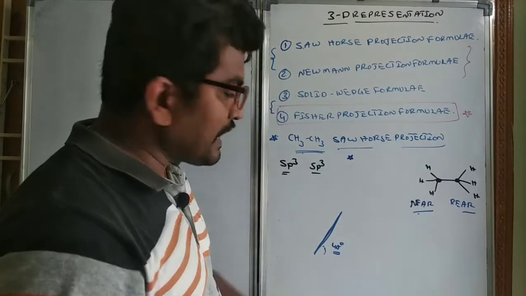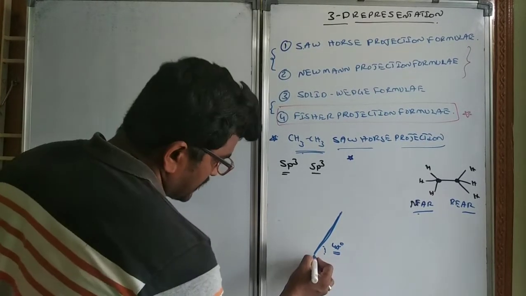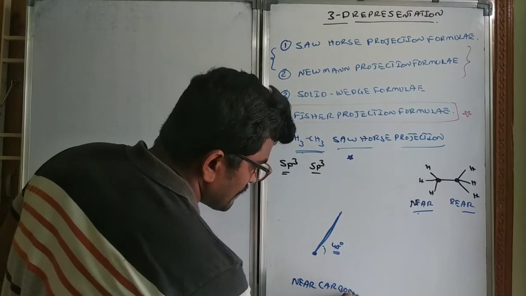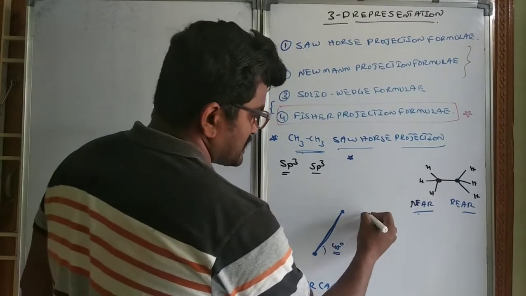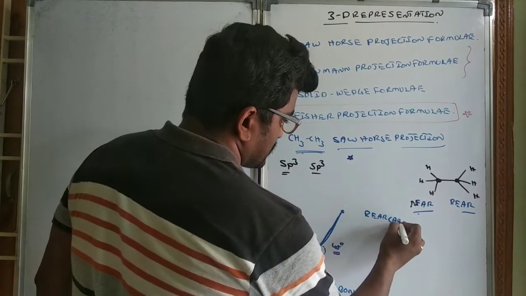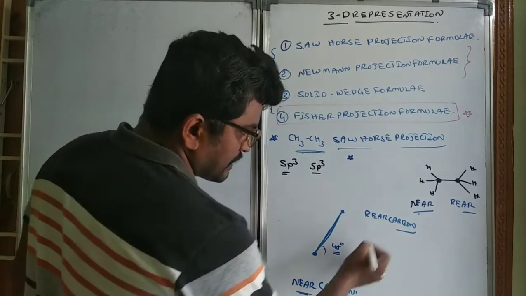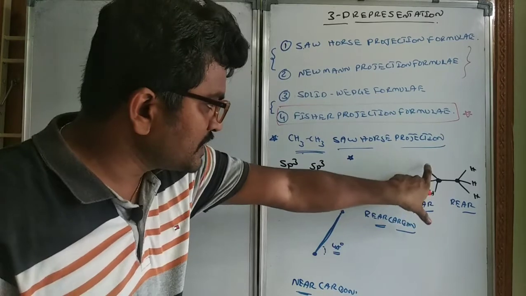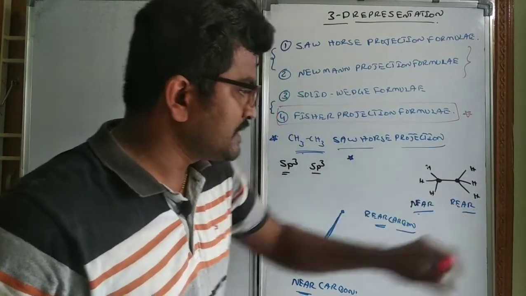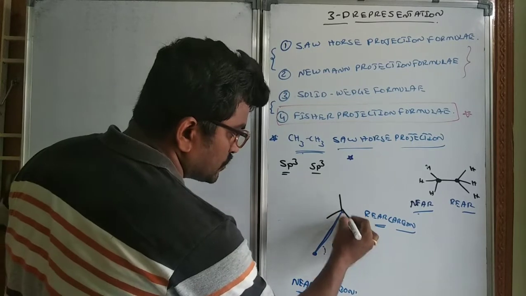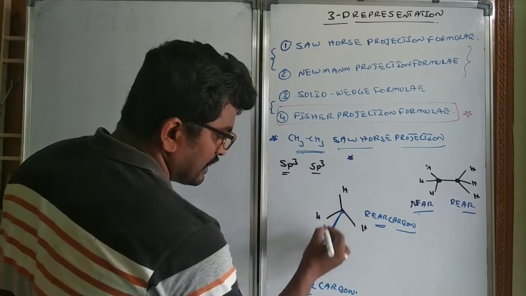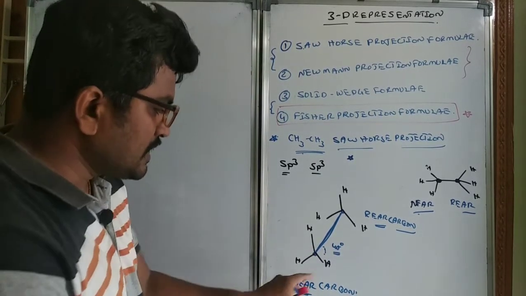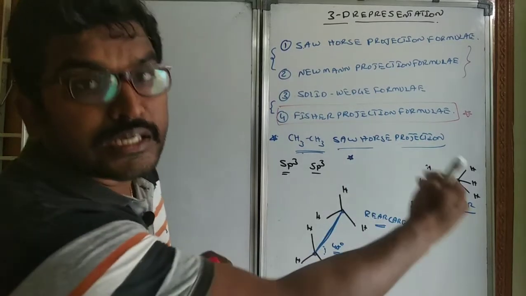We will draw a straight line which is making an angle of 45 degrees. The bottom point represents the near carbon and the far point represents the rear carbon. This is a near carbon and this is a rear carbon. And you see hydrogens are there. Near carbon is having 3 hydrogens, rear carbon is having 3 hydrogens. So 1, 2, 3. Hydrogen, hydrogen, hydrogen. Here also hydrogen, hydrogen and then hydrogen. These are the near carbon hydrogens and these are the rear carbon hydrogens.